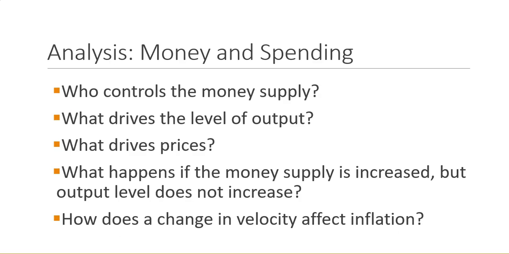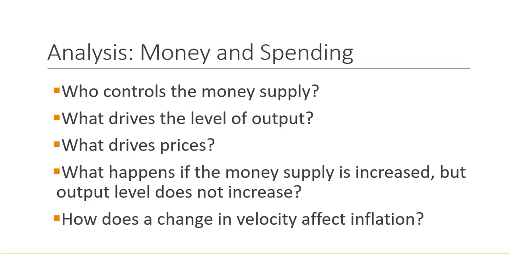We will conclude this video with some analysis, and in the next video we're going to answer these questions and then continue on with additional content. So let's do an analysis regarding money and spending. Looking at the formula we were just analyzing, thinking about these individual variables and how they relate to one another. First, who controls the money supply? Who decides how much money is in an economy? Second, what drives the level of output? What creates an increase in the level of output? Is it possible to increase output?